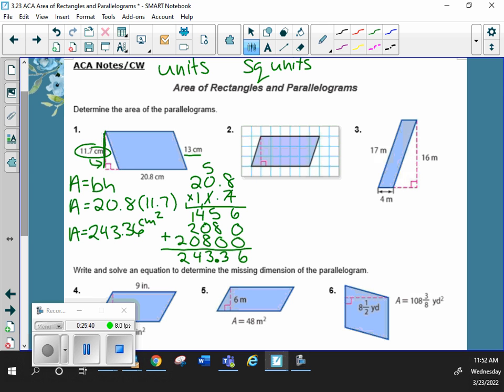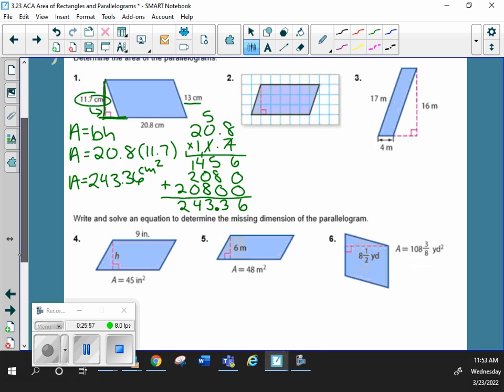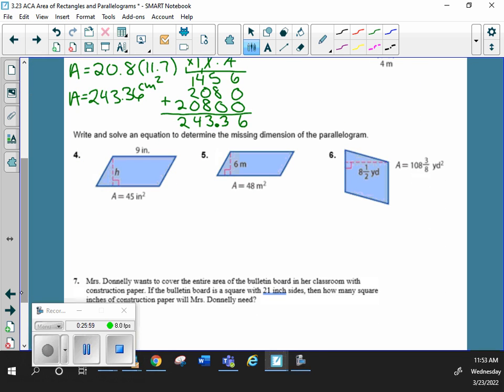When the height makes a right angle with the base, that is called perpendicular. Has anyone heard that word before? Perpendicular. Okay? The word perpendicular just means that it makes a 90-degree angle. The height and the base must be perpendicular. All right, and the last one that I'm going to do is number 4. You all ready?